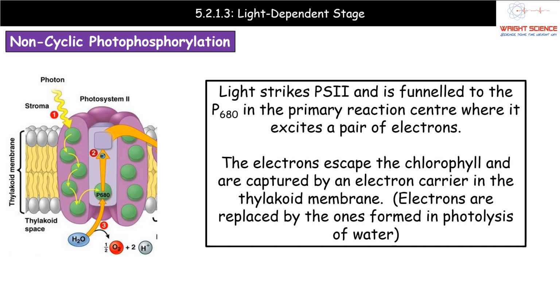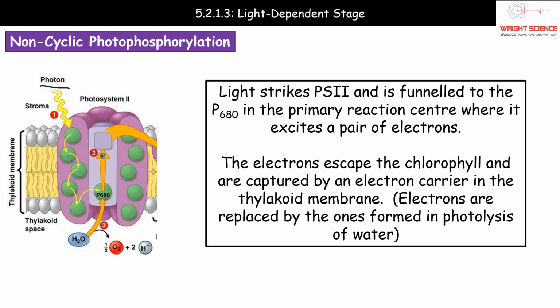So what happens? Our light in the form of this photon is going to strike our second photosystem, photosystem 2, and it then travels down through these little substages, which you don't need to know the details of, until it reaches the P680, the primary reaction center. When it hits the P680, it's going to excite a pair of electrons. Those electrons are so excited that they escape the chlorophyll and get passed into an electron carrier in our thylakoid membrane. So in this very first step, light energy travels through our photosystem 2 complex until it reaches our primary reaction center. 2 electrons are excited, they escape the chlorophyll, and they're passed to an electron carrier in the thylakoid membrane.